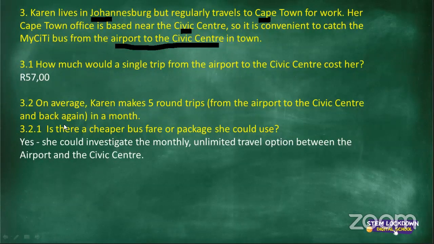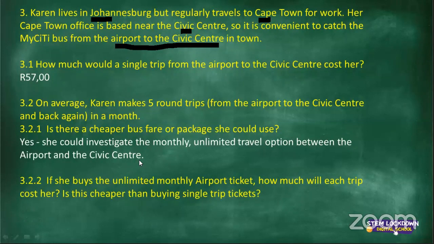The question here is, is there a cheaper bus fare or package she could use? So what's important here? We first answer the question. It's a yes or no. In this case, it's a yes. There will be a mark for the yes, and then there would be a mark for the explanation as to which one would be a cheaper option.